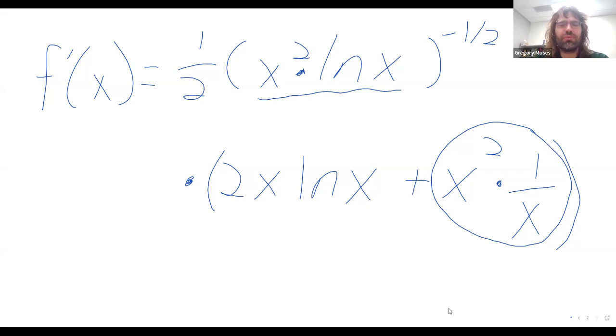My eraser tool seems to have vanished. But x squared times 1/x is x. And other than that, you could rewrite this negative 1/2 as a square root in the denominator of a fraction. Sometimes, if you've ever checked your homework against the back of the book and thought, I think I'm doing everything right, but my answer looks totally different from what's in the back of the book, that is just something that happens sometimes when you do calculus problems.